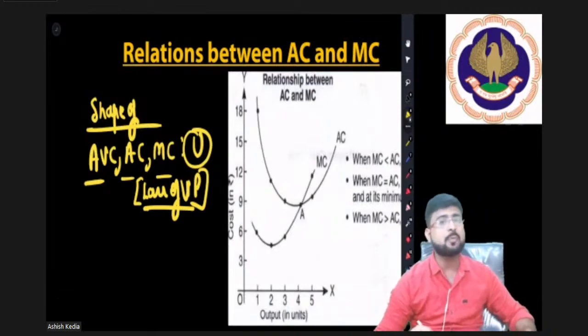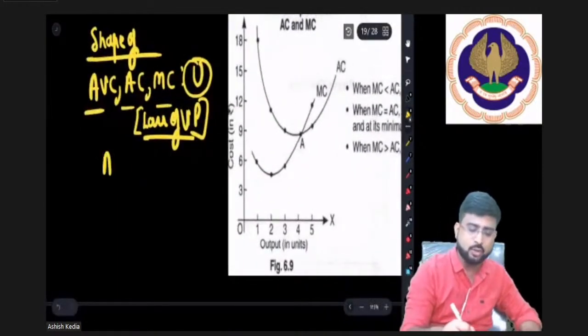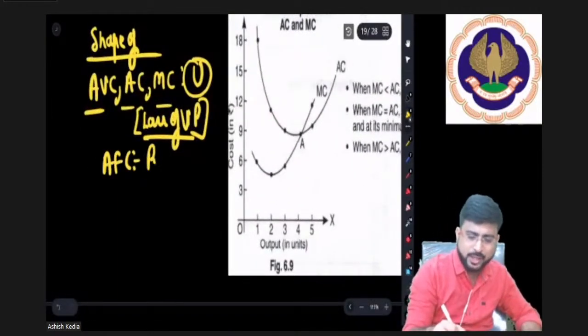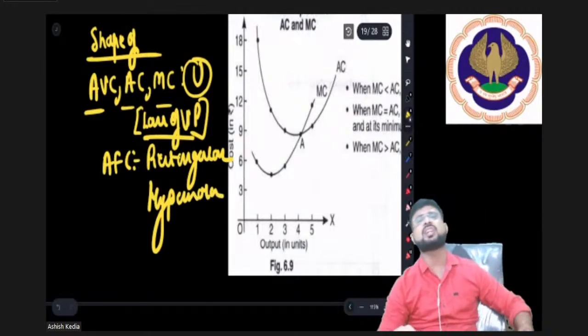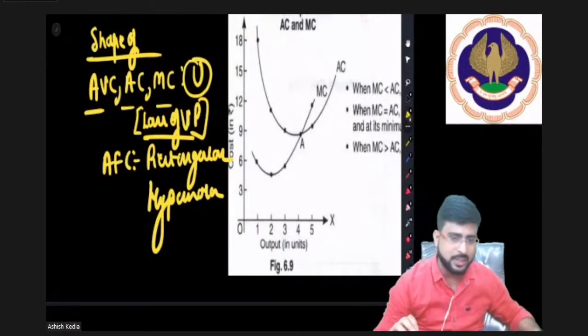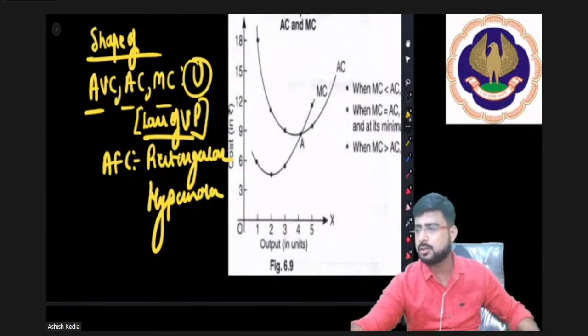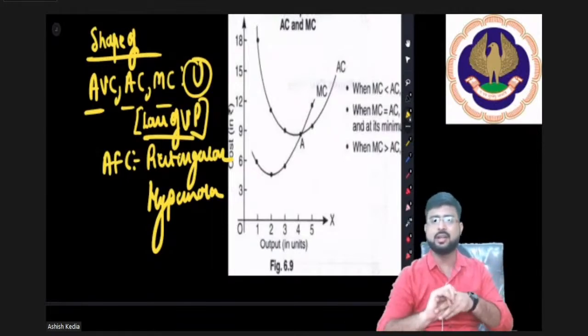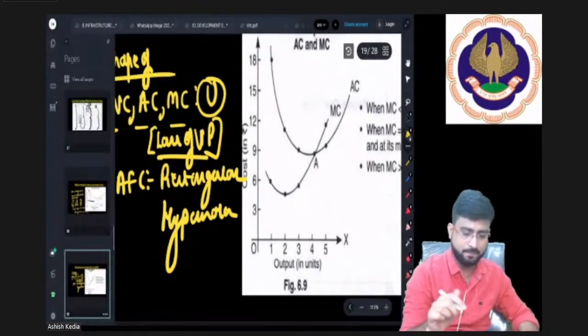And what is the shape of AFC called? Lovely friends, the shape of AFC is called rectangular hyperbola. I'll explain it again. First, remember it, guys. I'll explain the logic, don't worry, that's what I'm here for. Okay, great. So now, pay attention, everybody.